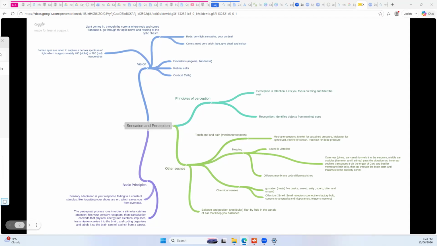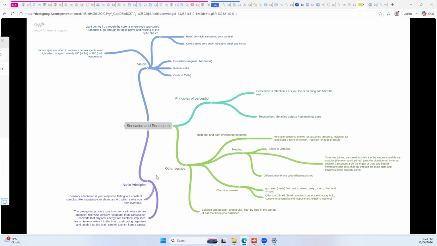The last branch is the principle of perception, which I kept separate from sensation on purpose, because that's where the brain stops just receiving and starts interpreting things. I mapped out attention, where you focus on one thing, and then recognition, identifying objects, which is important for vision and hearing. You can always identify familiar things.